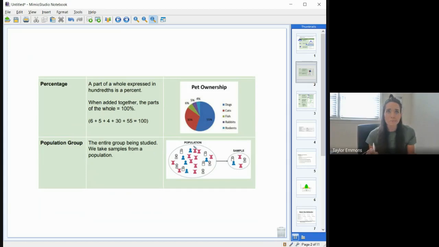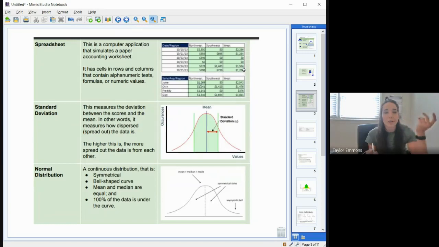So this would be like if I took all of the students at South Gwinnett High School, that would be the population, and I pulled a sample of those people. Like I pulled out all of the kids who were in a gifted class. That would be my sample, okay? And my population would be the students at SGHS, right? Okay. Spreadsheet, y'all know how that works.